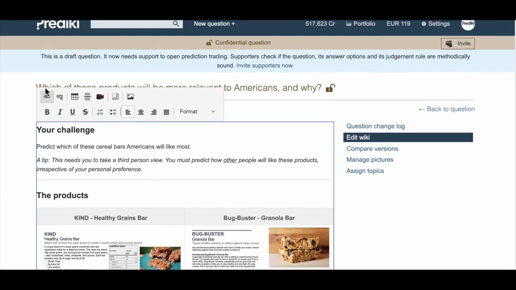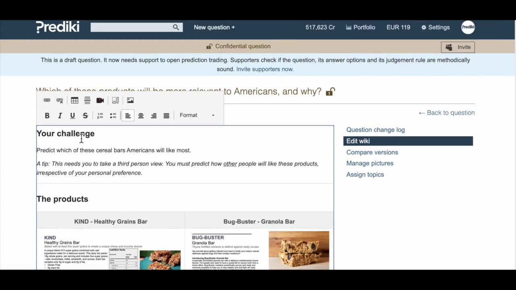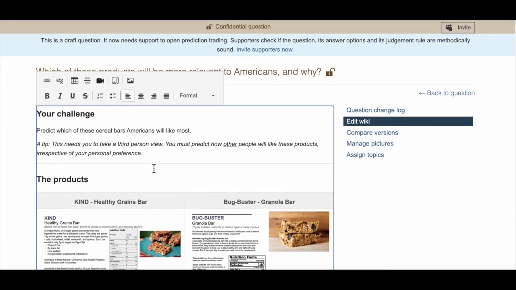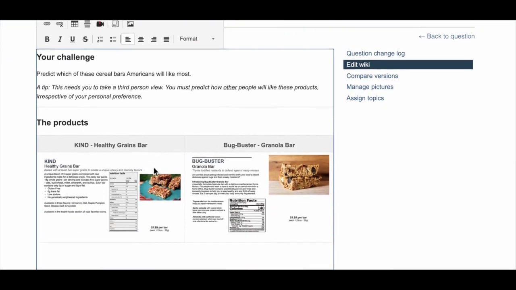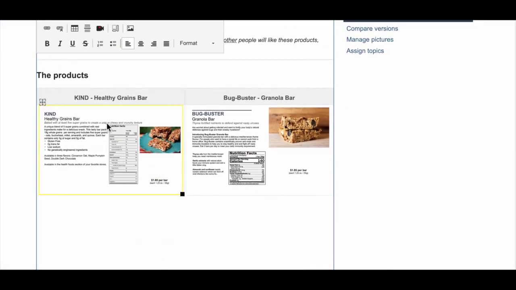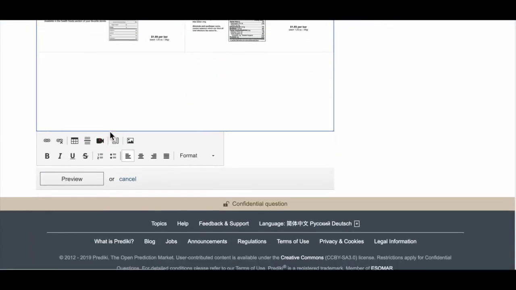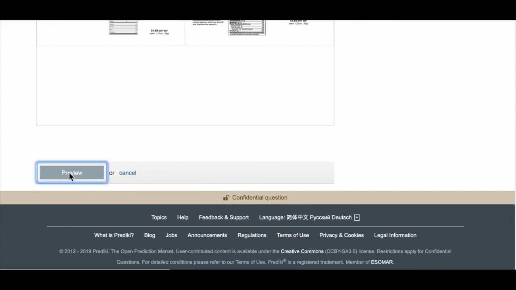So we're explaining to the people what they have to do. Most people who come here may not have seen a prediction market before, so we give them a tip that they need to take a third-person view and predict how other people will like these products irrespective of their personal preference. And so down here we then have the stimuli of the bars, and when we've done that we preview this.